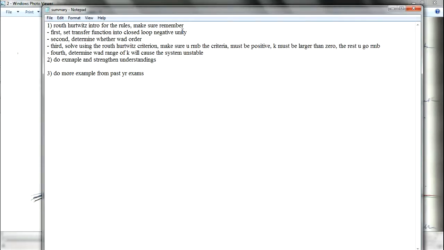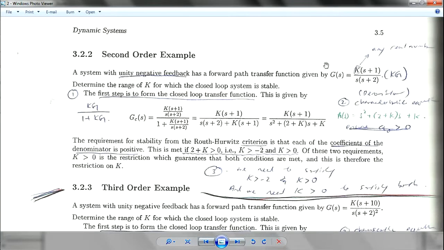So remember our rules. First we need to set our transfer function into a closed loop with negative unity feedback, which is G(s) over 1 plus G(s). Nonetheless, G over 1 plus KG, where in this case K is any real number. This is actually a controller. You can put G(s) over 1 plus G(s), as I said earlier. I'm not going to go in depth about it anymore.